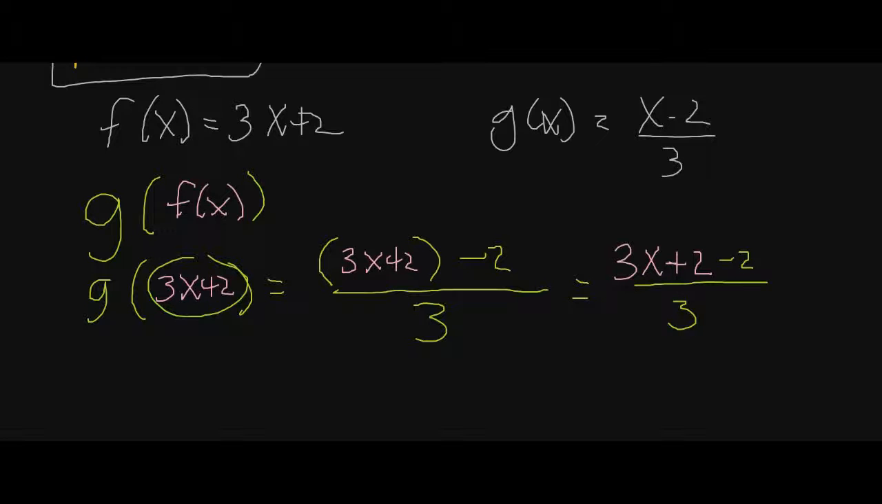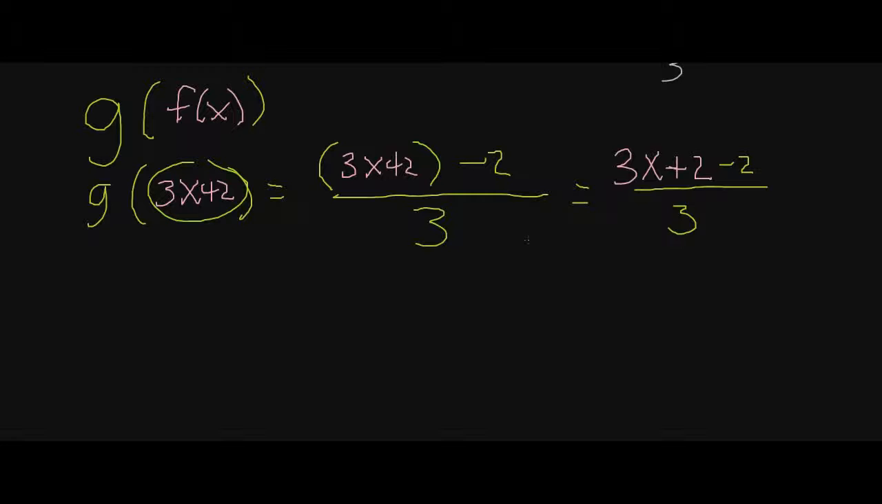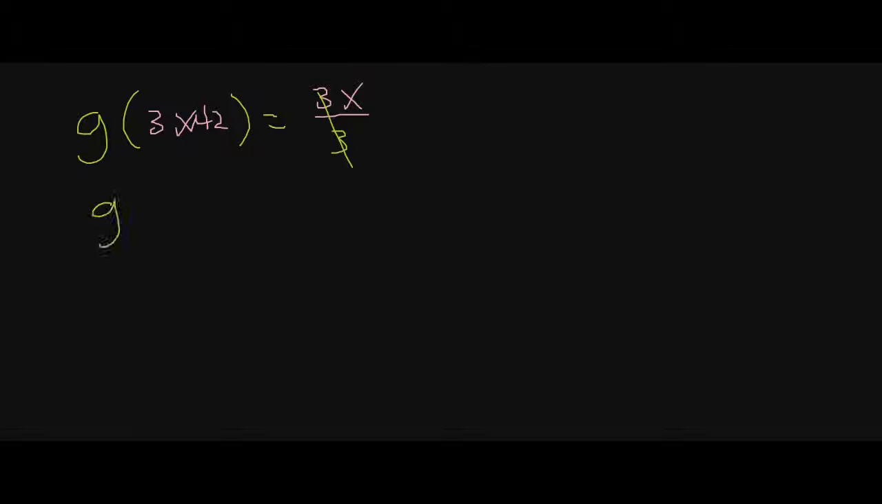If we look here, what's 2 minus 2? It's 0, so that's gone. So g of 3x plus 2 is equal to 3x divided by 3. What's 3 divided by 3? 1. So finally, we get g of 3x plus 2 is equal to x.